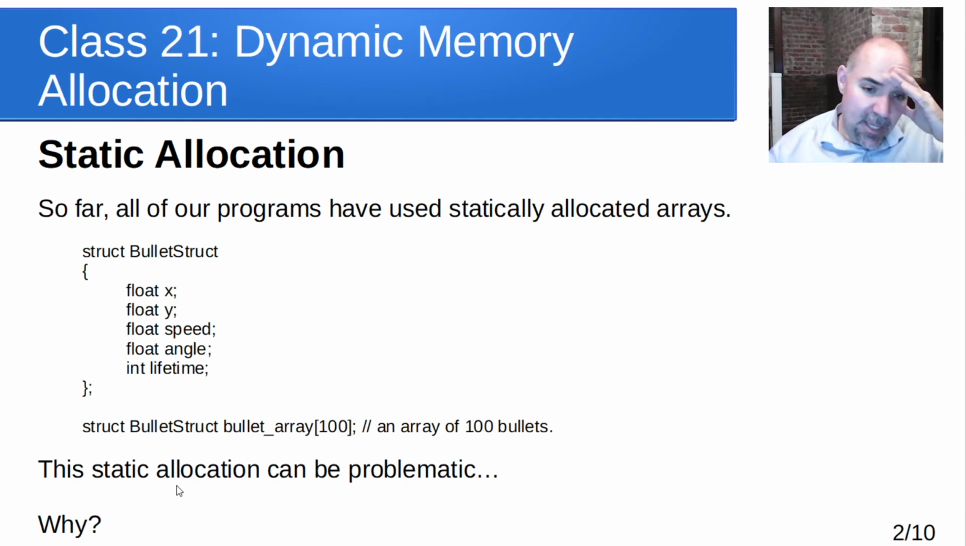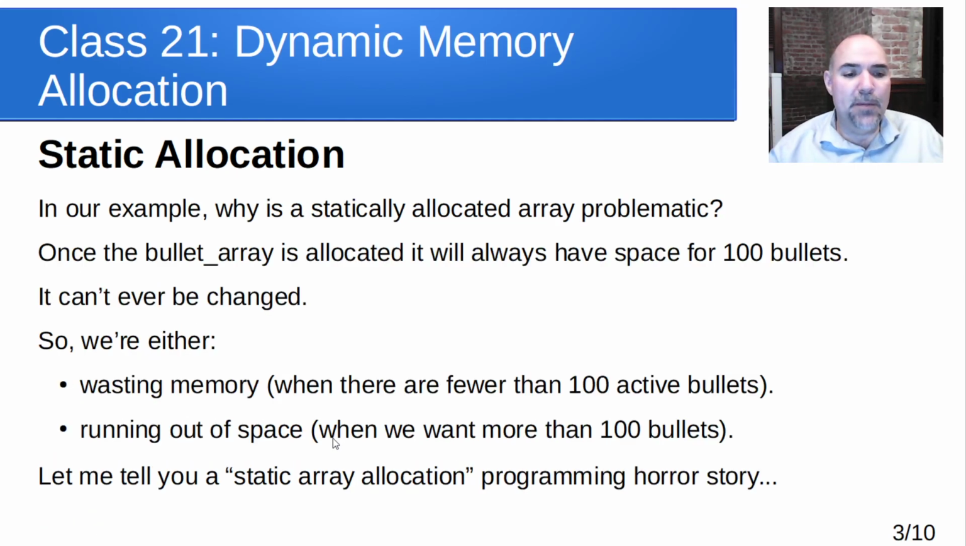That static allocation, by making an array of exactly 100, can be problematic. You might say, well, what's wrong with that? It could be okay, but it also might be problematic. Why would that be problematic? Well, the first thing is once the bullet array is allocated to have space for 100 bullets in it, it can't ever be changed. Once that variable has been allocated, this block of memory has space for 100 of those structures, each with their own X and Y and angle and speed and lifetime, but we can't ever change that.